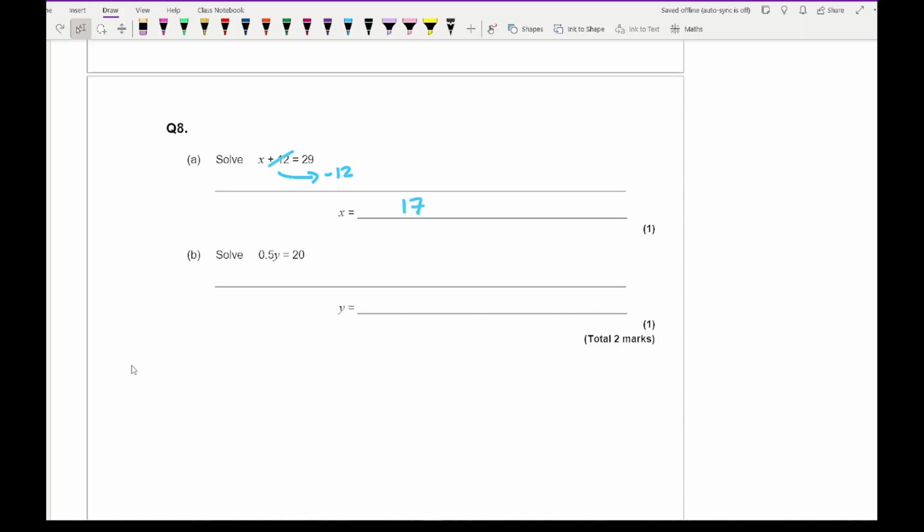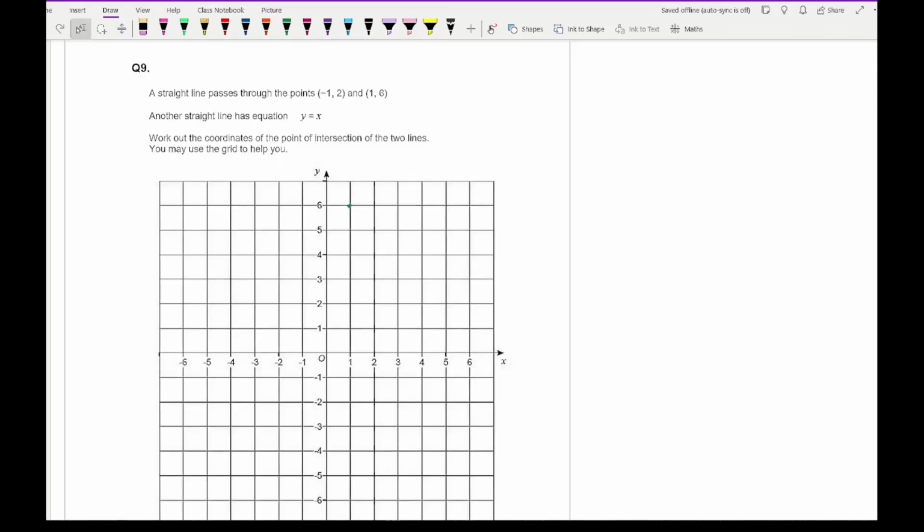And then here, this one's a little bit tricky. So I need to do y, and so I need to divide by 0.5. So it's 20 divided by 0.5. Now for this, it's a case of either thinking of this as how many 50p's make £20, or if you've got how many half pizzas, how many halves would you have inside 20 pizzas, let's say. So here we're going to be doubling, so it's going to be 40.